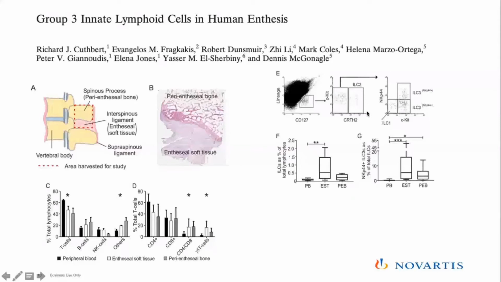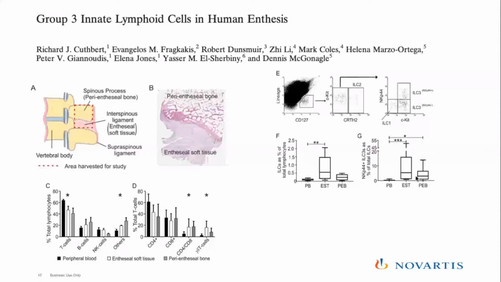So later on, this was shown to be a group of cells called innate lymphoid cells. So innate lymphoid cells had originally been described in the gut, and it was hypothesized that these cells may travel to other places like the joints and produce inflammation. They have been previously isolated from the joints and from the synovial fluid of patients with ankylosing spondylitis.